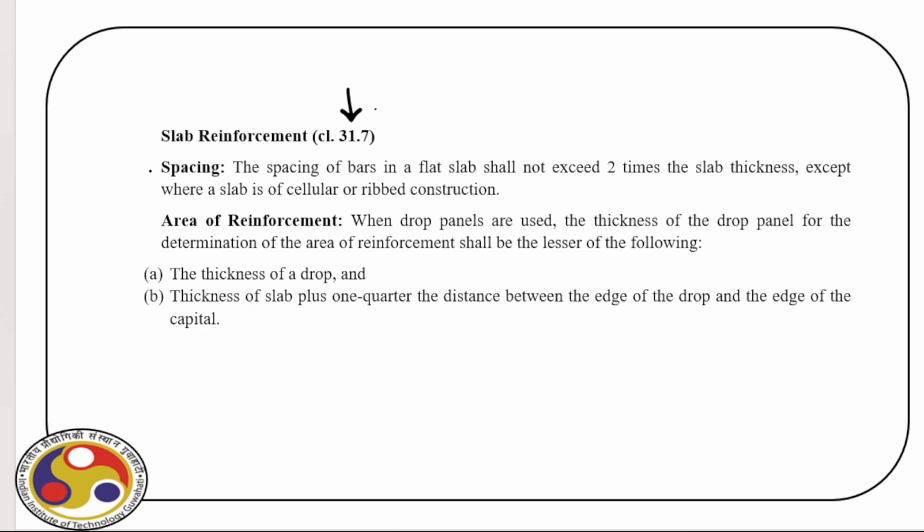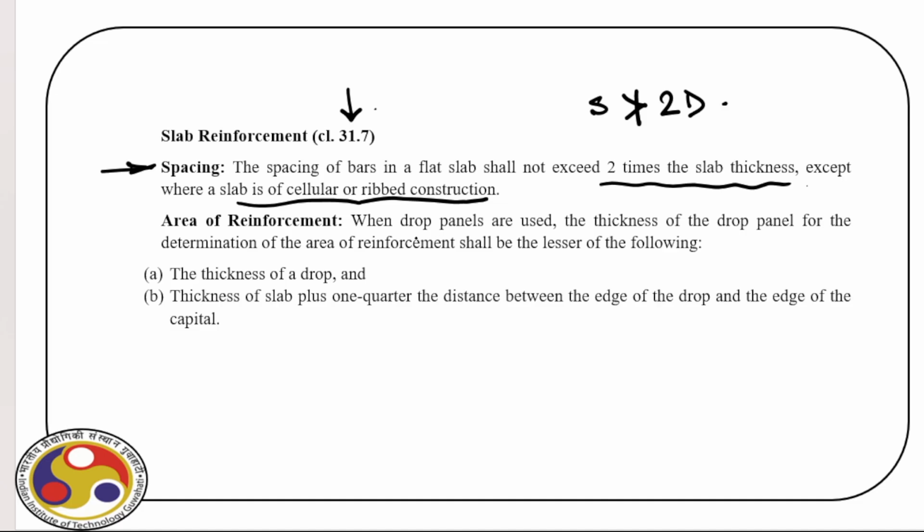The spacing, this is important. Spacing of bars in a flat slab shall not exceed 2 times the slab thickness, except where the slab is of cellular or ribbed construction. For the time being, these are special options, let us not consider them. So we have to keep in mind that the spacing S should not exceed 2 times the slab thickness. Okay.